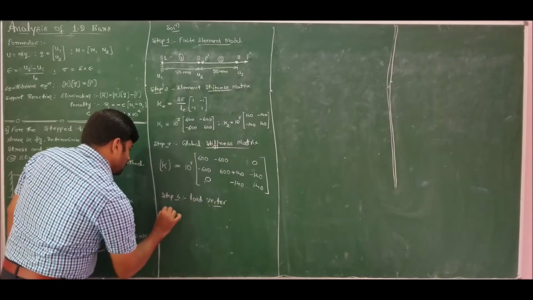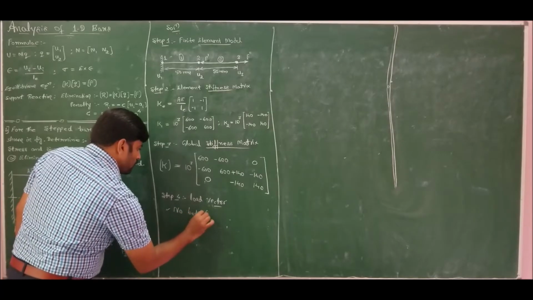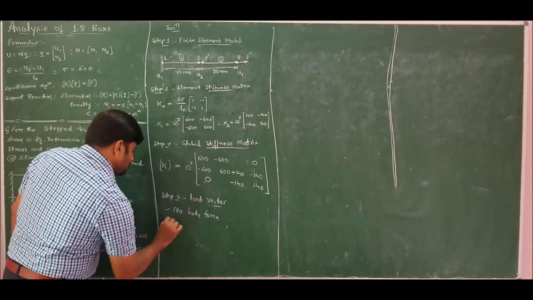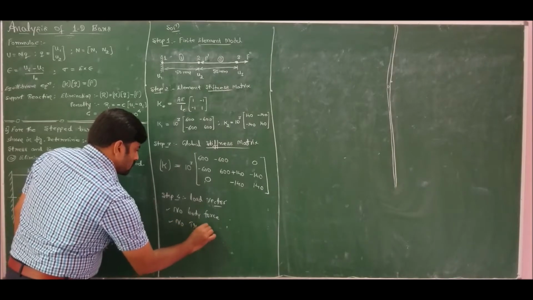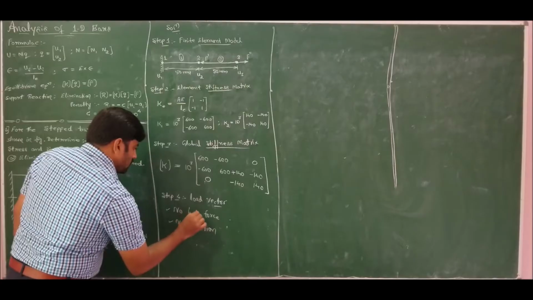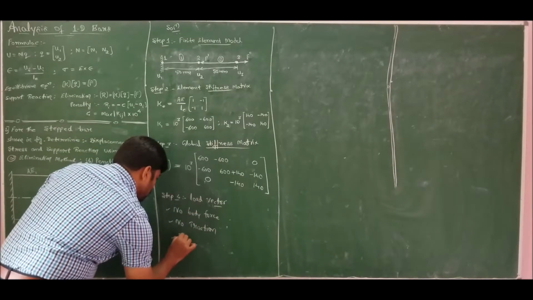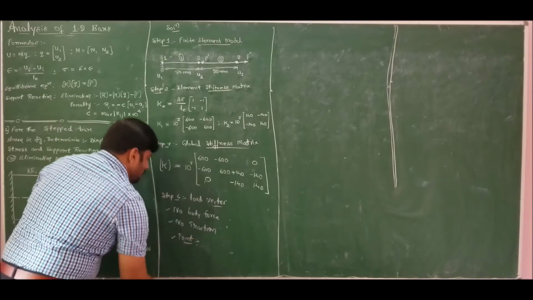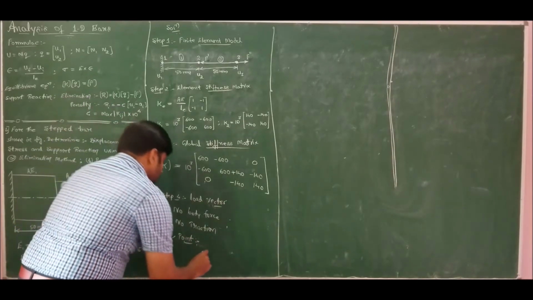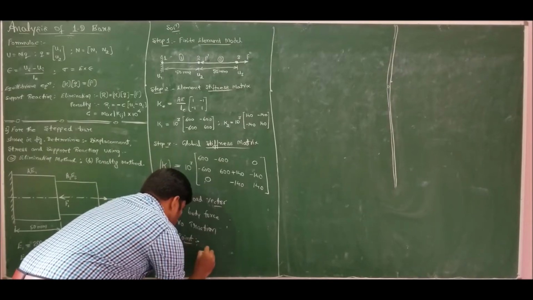So if you observe, this problem has no body force. This problem has no traction. And if I come to point load, this problem has point load. Therefore, I can directly construct the global load vector, because the element load vector does not require any conversion for point load.